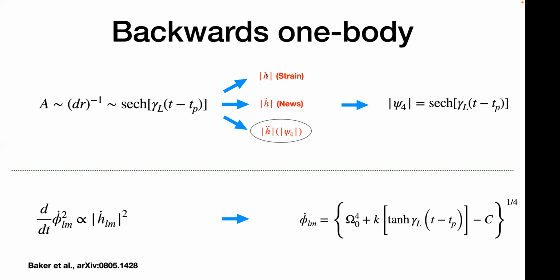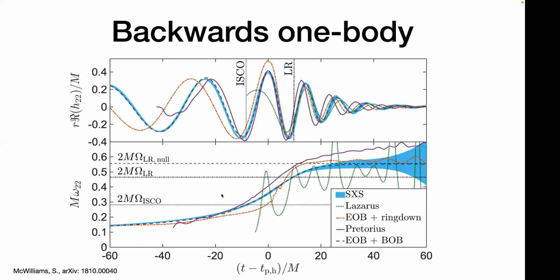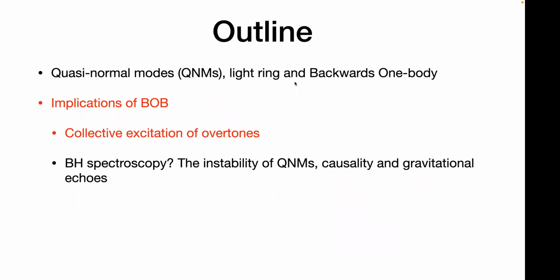So I took this plot from his paper. This is a comparison between the numerical relativity and different models. The Bob model corresponds to this black dashed line, and you can see it is the best one. Okay, so I have gone through all the information I know about the Bob model. Next, I want to discuss some implications of this model.